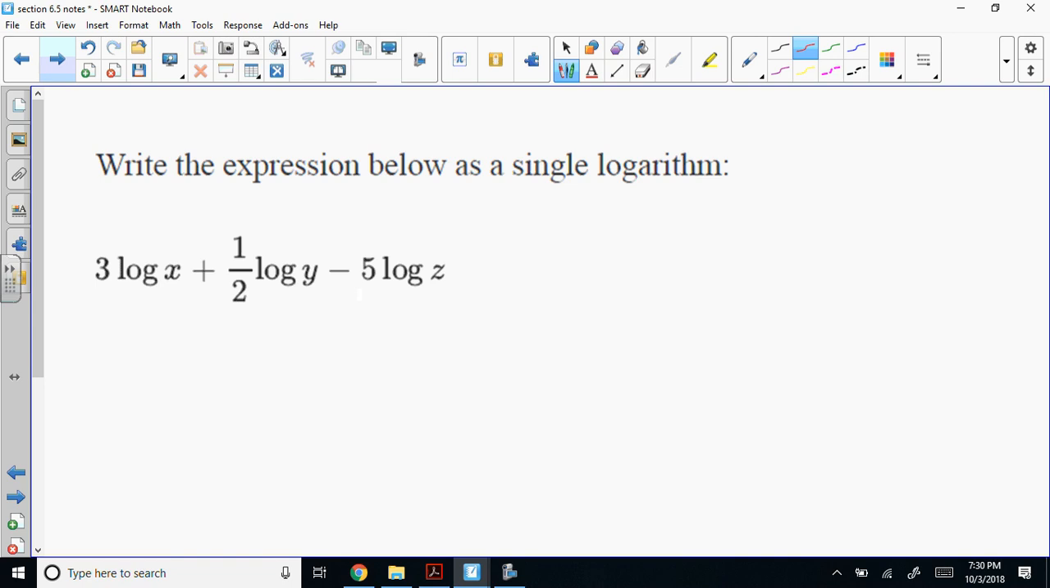Write the expression below as a single log. Okay, this is either where your wheel's going to fall off or you'll get there successfully. But if you can combine them, then guess what? You can expand them, right? So, all right, go.